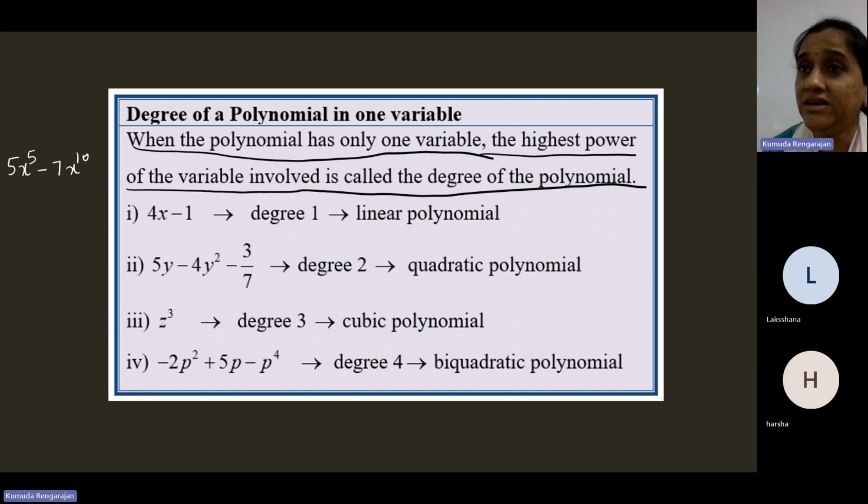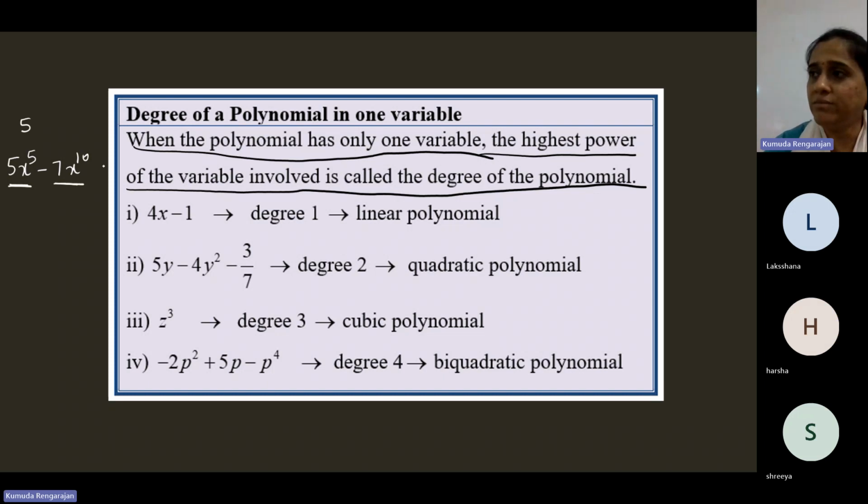Now we are trying to understand the degree of a polynomial. Look at the first term. What's the power of the variable? 5. The second term, what's the power of the variable x? 10. Which one is greater in value? 10. So this one is a polynomial of degree 10. Don't look at the coefficient. You must see the power, not the coefficient.